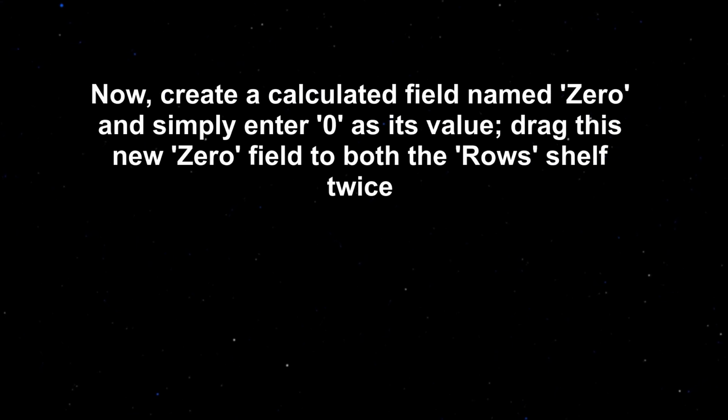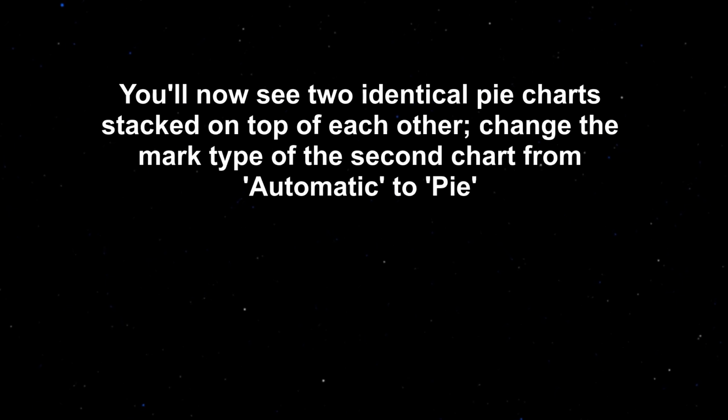Now, create a calculated field named 0 and simply enter 0 as its value. Drag this new 0 field to the rows shelf twice. You'll now see two identical pie charts stacked on top of each other. Change the mark type of the second chart from automatic to pie.